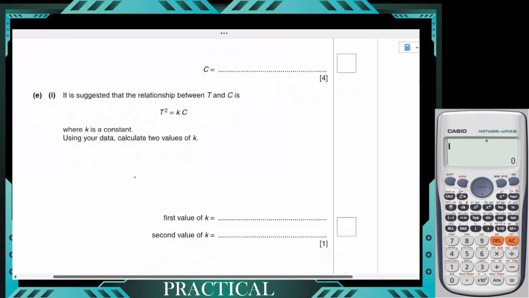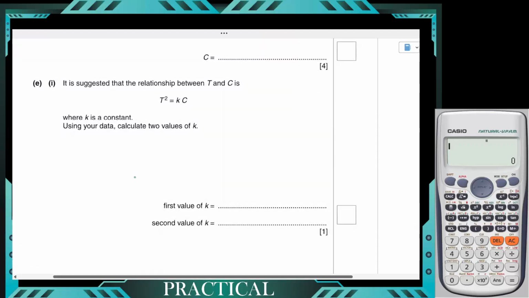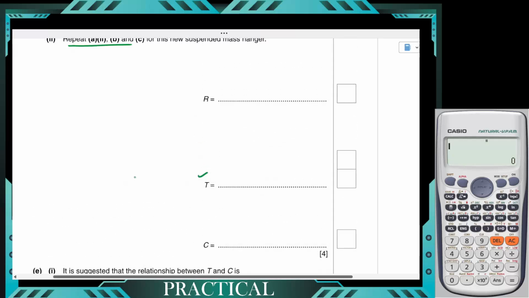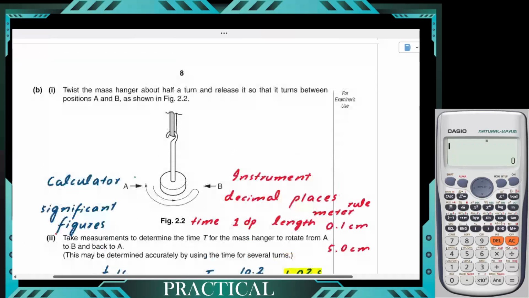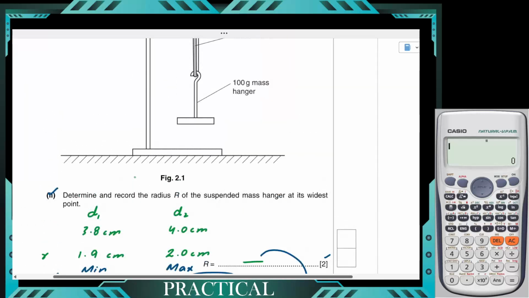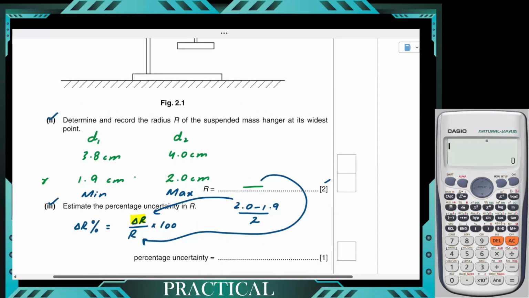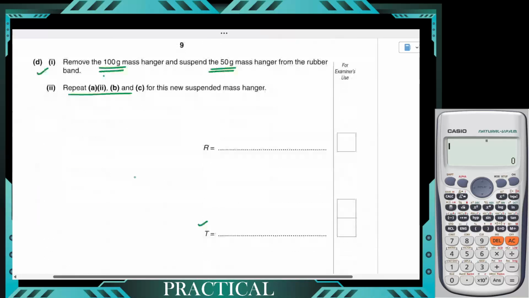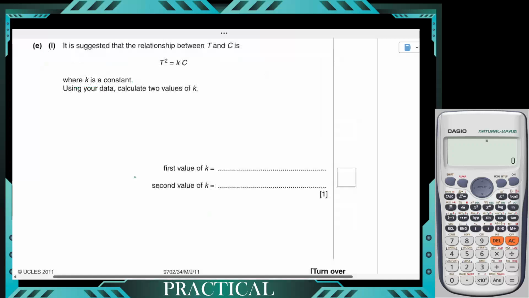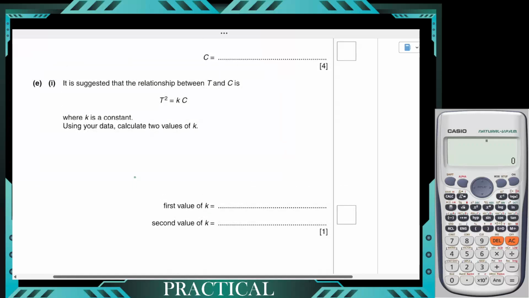And finally, once you're done with this, you will have 2 sets of data. One over here with the previous values of mass and all that, and the second set of data you get over here once you replace the 100 gram mass hanger with the 50 gram mass hanger. And once you have found these 2 sets of data, they always ask you this question: find the first value of K and the second value of K.